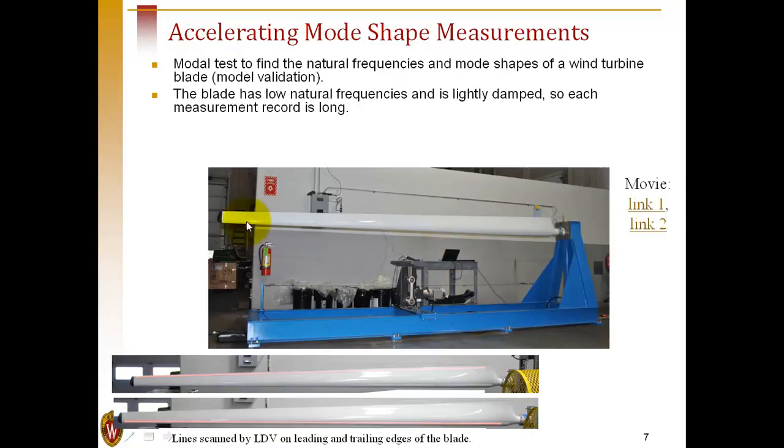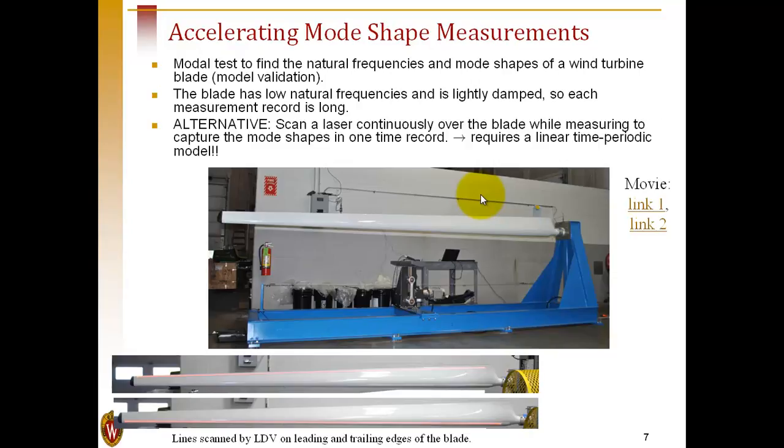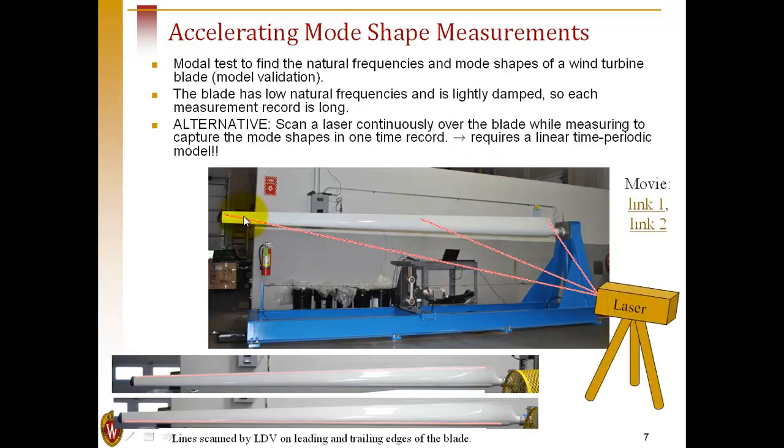In a typical modal test, we apply a force and we measure the response at a single point, and then a second response at an additional point, and then we might repeat that again and again at many different points to collect the mode shapes of a structure. If the structure has low natural frequencies or is lightly damped, each one of those measurements can be really long. One alternative is to use a laser vibrometer and scan that periodically over the surface of the structure.